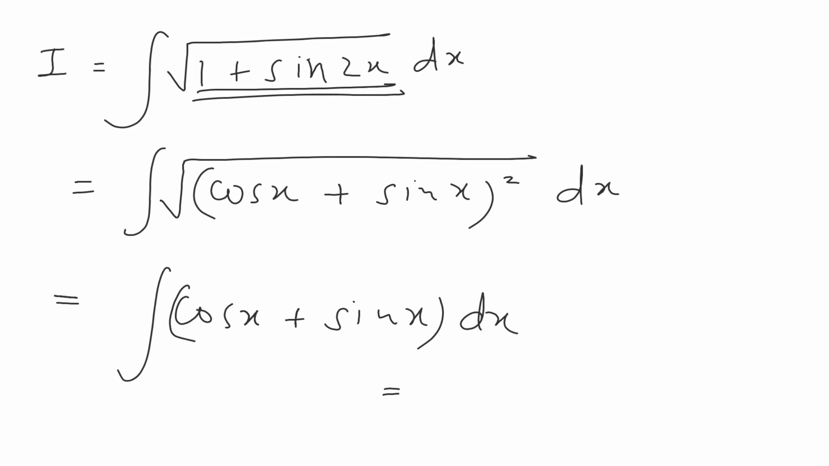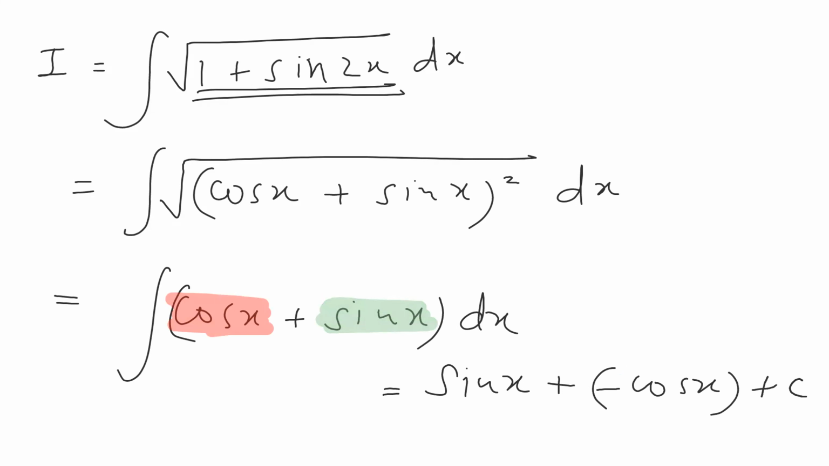Then individual integration. Cos x becomes sin x, and sin x becomes minus cos x. And that is your final answer. Just what you can do is you can write this as minus later on. Plus into minus will be minus later on.